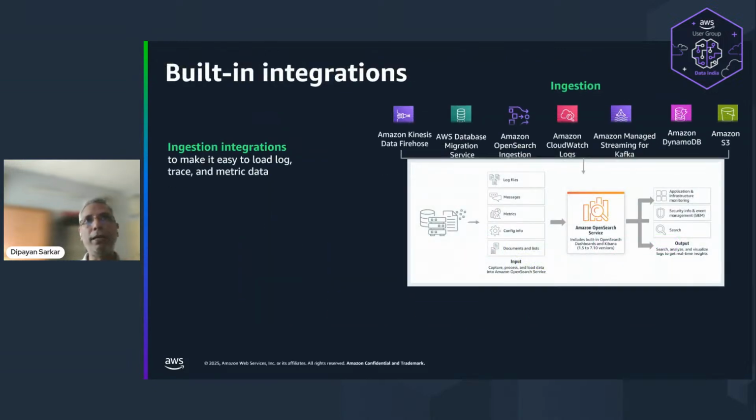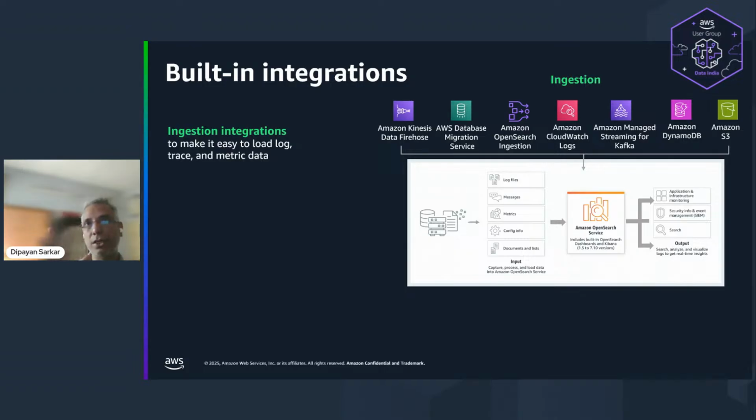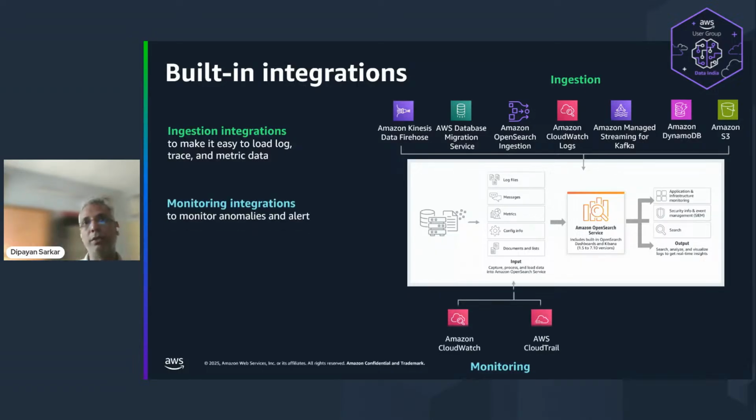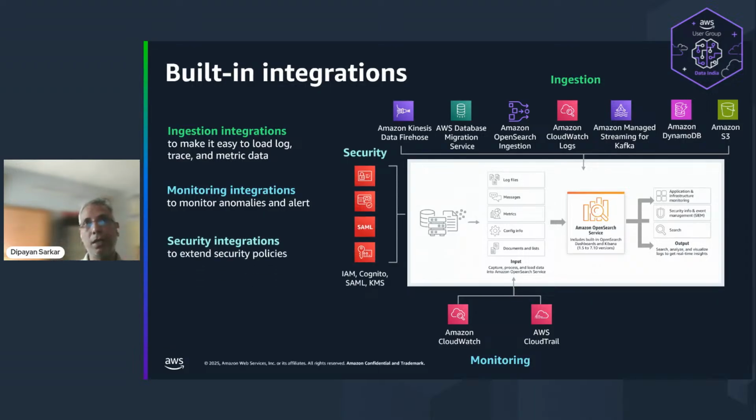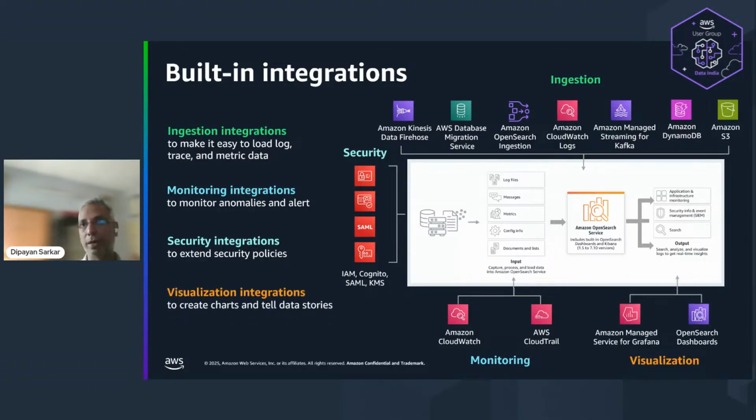Now, if I look into the built-in integrations of OpenSearch, for ingestion we have built-in capability with Kinesis Data Firehose and Database Migration Service. Ingestion, I already spoke about: managed Kafka, DocumentDB, and all these things. For monitoring, we have CloudWatch and CloudTrail. For security, you can use SAML-based authentication, IAM authentication, or any third-party authentication. You can build and secure your OpenSearch domain and the dashboard where you are querying the data.